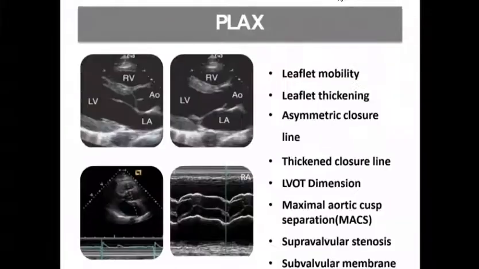M mode we again use to assess LV function and severity. TEE is basically used when we do not get a good view in the TTE, or we want planimetry, or we are not getting the appropriate gradient. Then we go for TEE for evaluation of the aortic valve. The previous speakers also showed these slides.